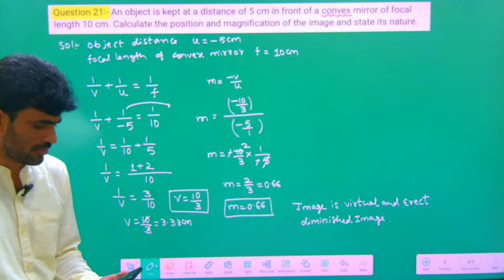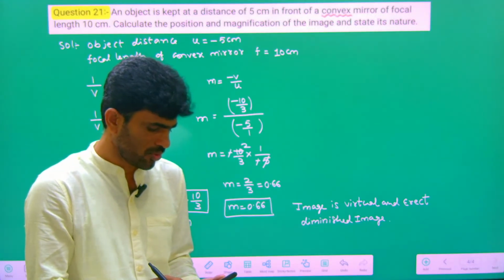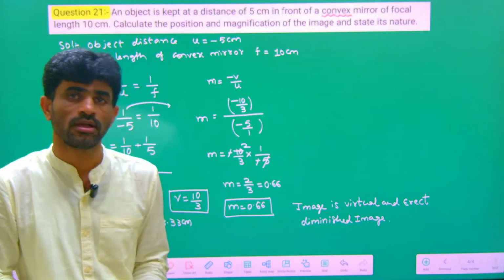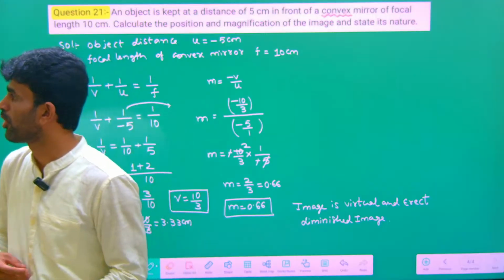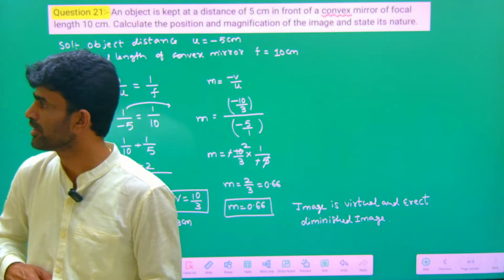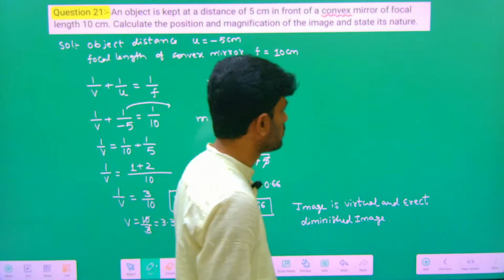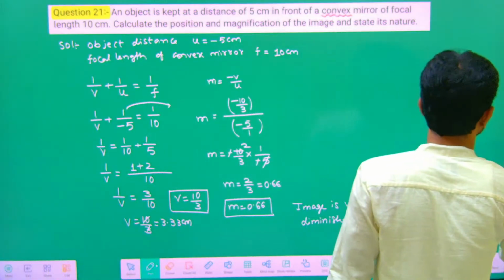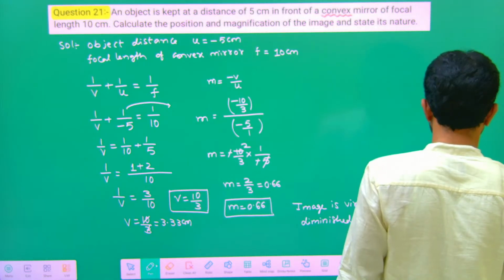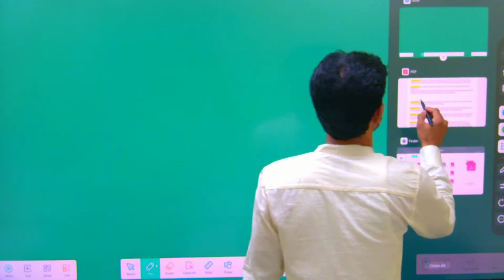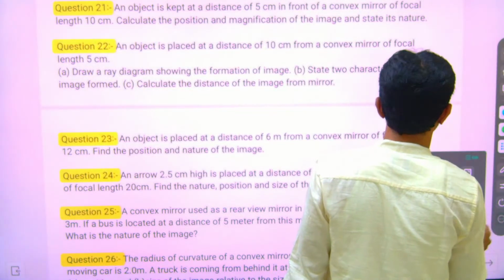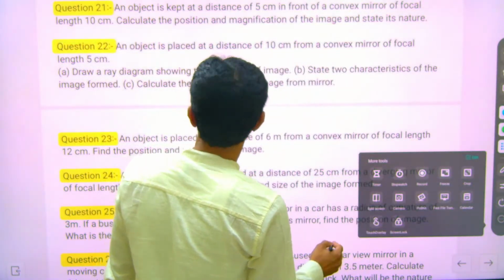So like this, we can solve convex mirror related problems. Convex mirror related problems also we can do in this way. Now let's try one more convex mirror problem to get more idea. Question number 22.